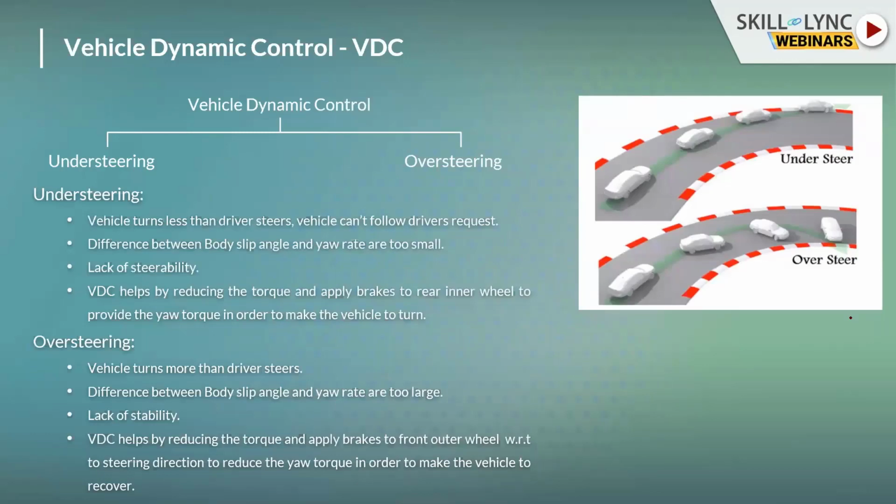Understeering, as mentioned here in the first diagram: the driver is driving the vehicle and trying to make a turn, but the vehicle is not following the driver's input. It keeps going straight, going outside the track.